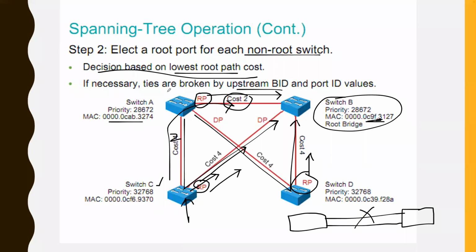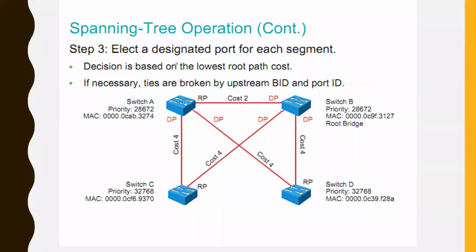I hope you understand how to choose your root port. First is root path cost, the lowest one. Then second is upstream bridge ID, and the lowest one will be the winner. If my upstream bridge ID is also the same, then I'll select on the port ID values of my upstream bridge. The lower one will be the best or preferred one.